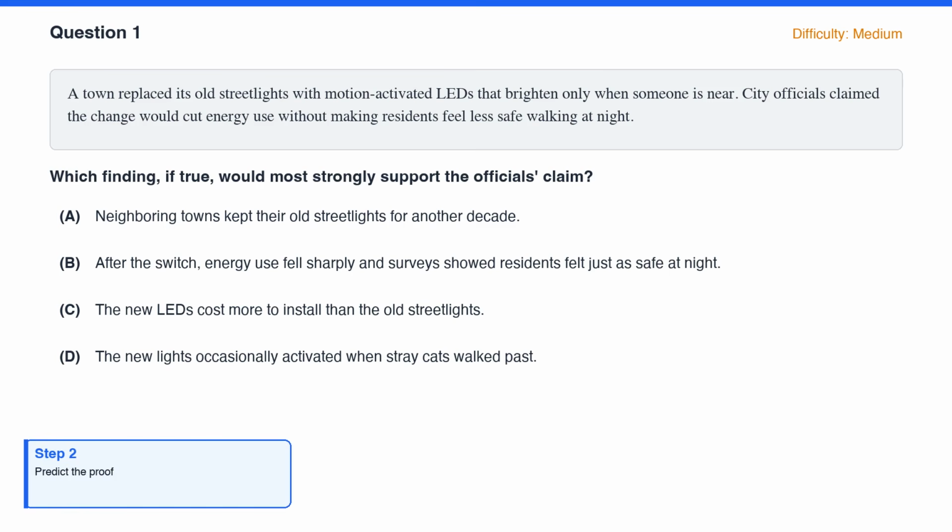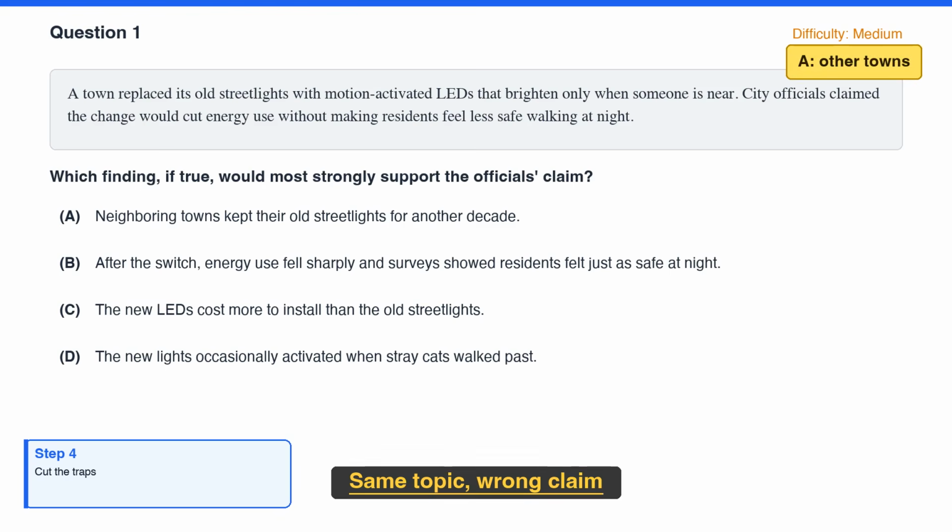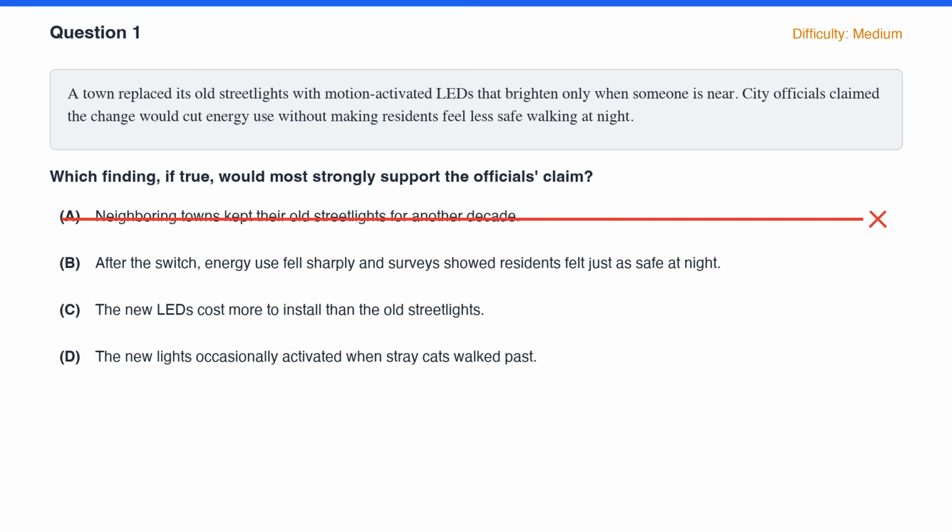Step 2. Predict the proof. A finding that shows energy actually dropped and that residents felt just as safe would nail it. Step 3. Match the most direct. Scanning for the choice that hits both parts at once. Step 4. Cut the traps. Choice A, neighboring towns kept their old streetlights. That's about other towns, not this claim. Same topic, wrong claim. Cross it.